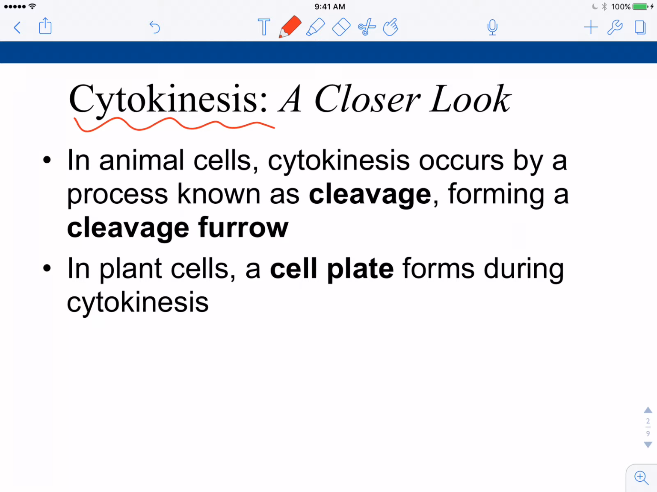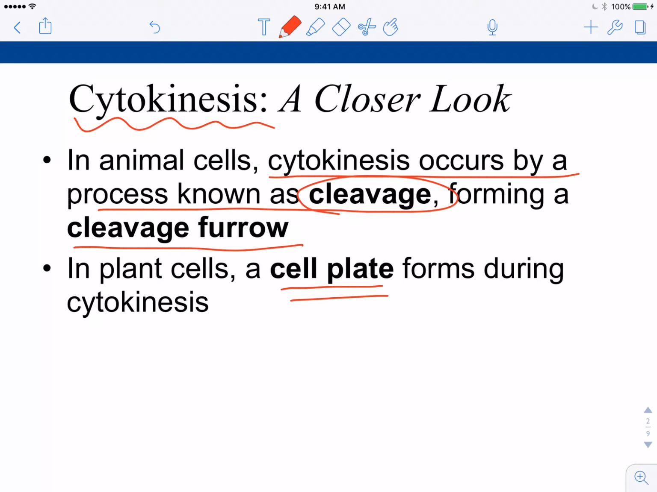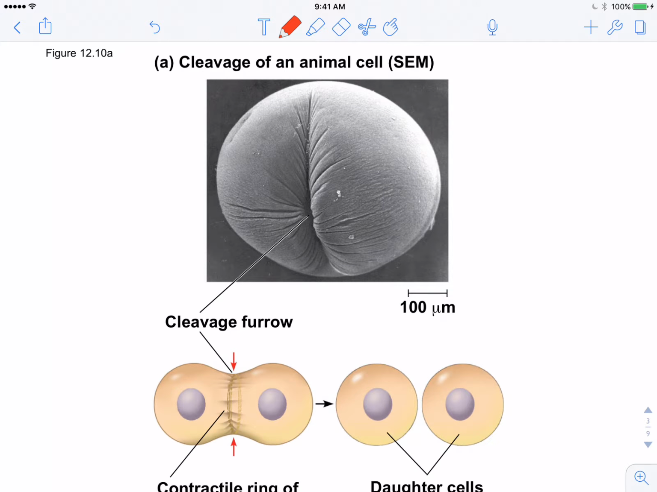Once mitosis has reached telophase, cytokinesis is initiated. Cytokinesis occurs by a process known as cleavage. A cleavage furrow is formed in an animal cell, which is a pinching in of the cell membrane, the plasma membrane. But in plant cells, because of the cell wall, they can't pinch in, so a different structure called a cell plate forms. We're going to look at both of those.